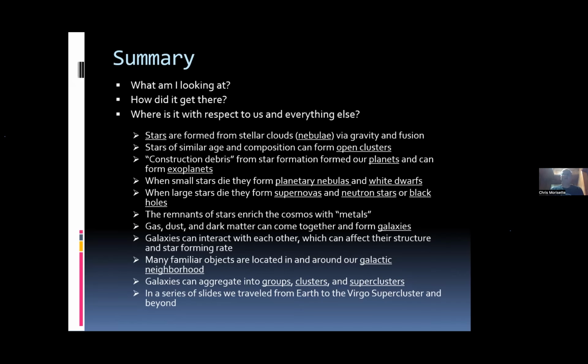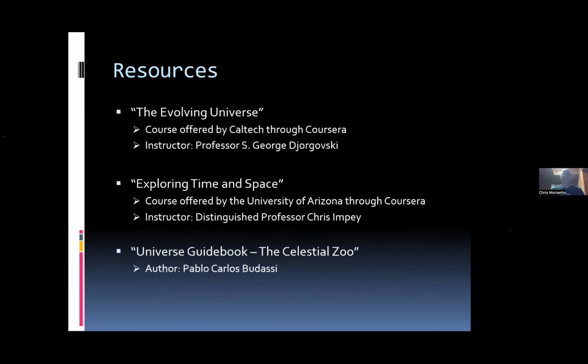of answering those questions. I want to leave you with these three resources. The first one is called The Evolving Universe. It's a course offered by Caltech through Coursera, and the instructor is Professor George Observatory. The second course is Exploring Time and Space. It's offered by the University of Arizona, and it's taught by Professor Chris Empey.